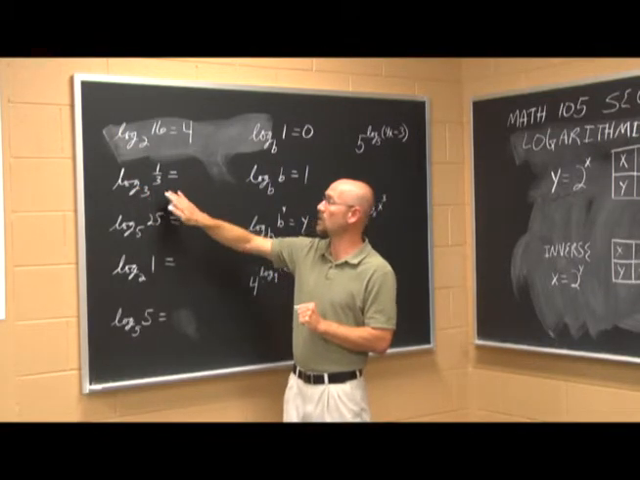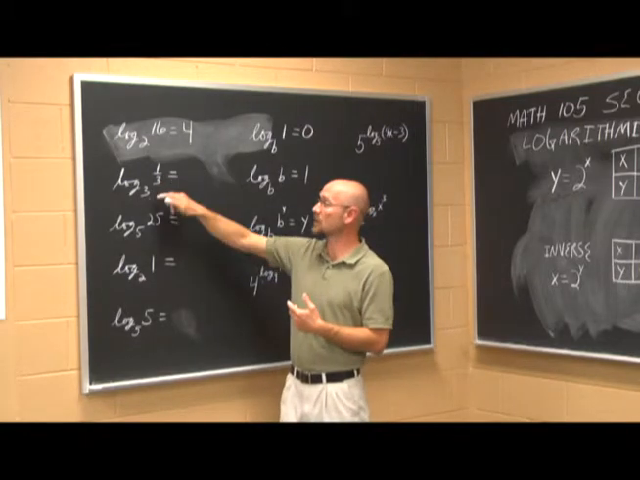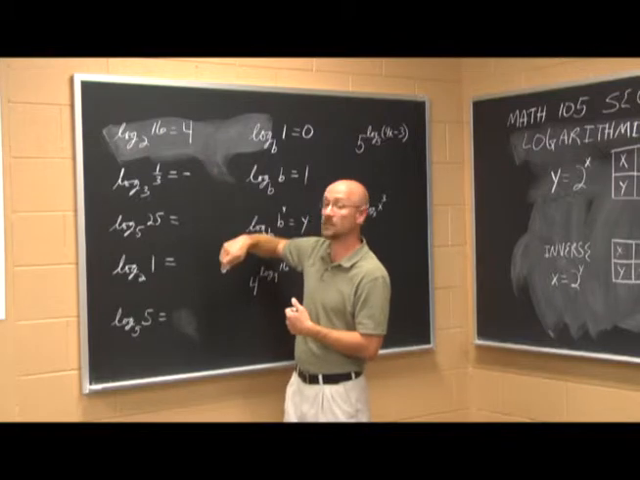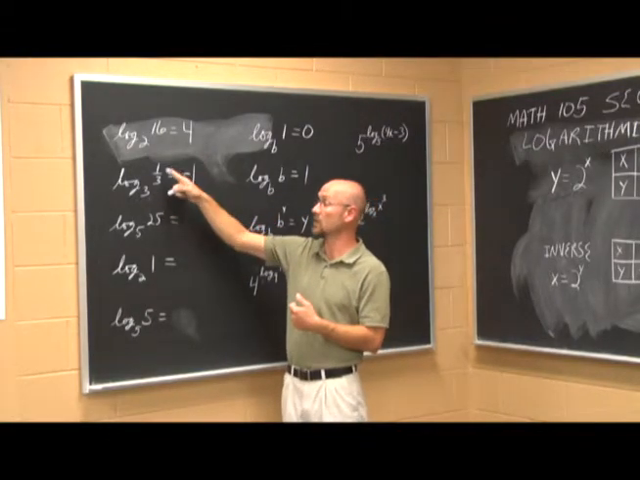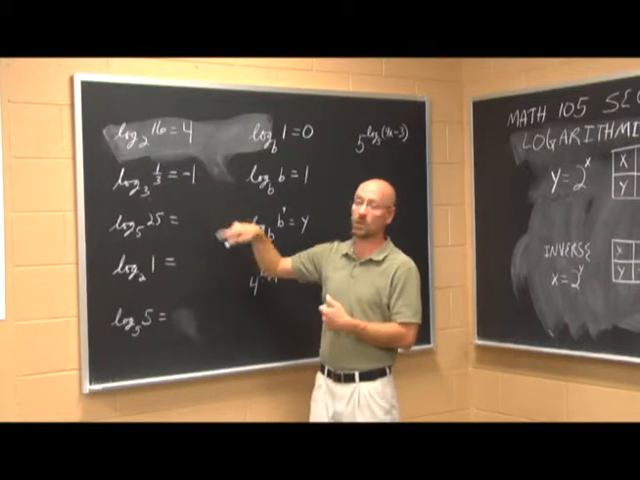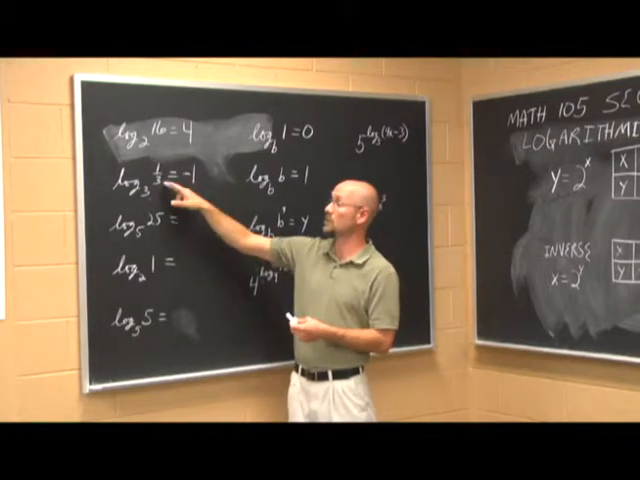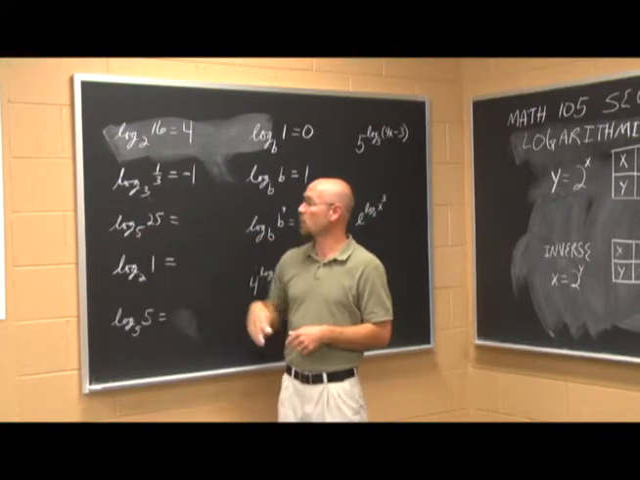Log base 3 of 1/3, what's it equal to? Well, what is 1/3? It is the reciprocal of 3. Well, the reciprocal tells me it's negative, and since it's 3 in both cases, whether it's 3 or the reciprocal of 3, the power is 1, so it's equal to -1. Is 3 to the negative first equal to 1/3? It sure is.